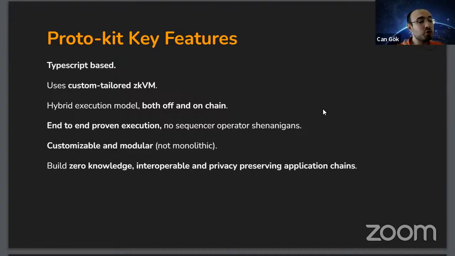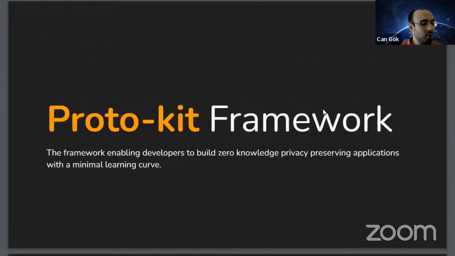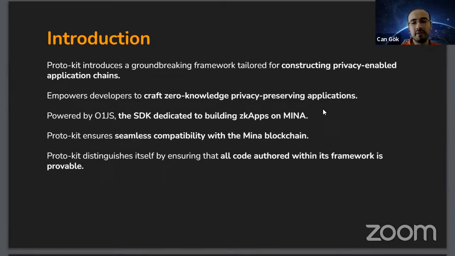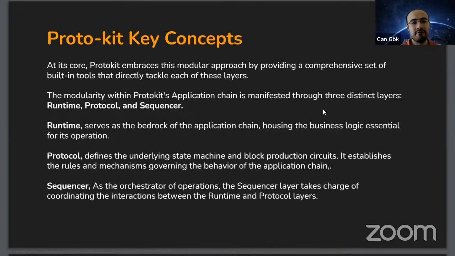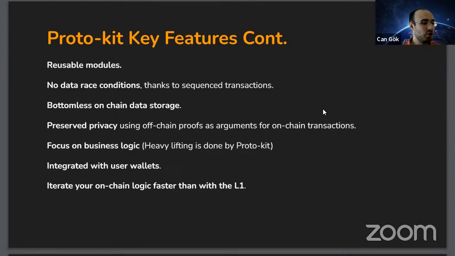So what you do in Protokit is, as we stated here, all seamlessly compatible with the Mina blockchain. So do not think that if I'm writing on Protokit, there will be some misunderstanding or some problems. No, Protokit is a very, very easy, very, very fast, and very, very powerful framework. We have reusable modules, and most importantly, we have no data race conditions thanks to sequenced transactions. So the sequencer is a very, very important component here.